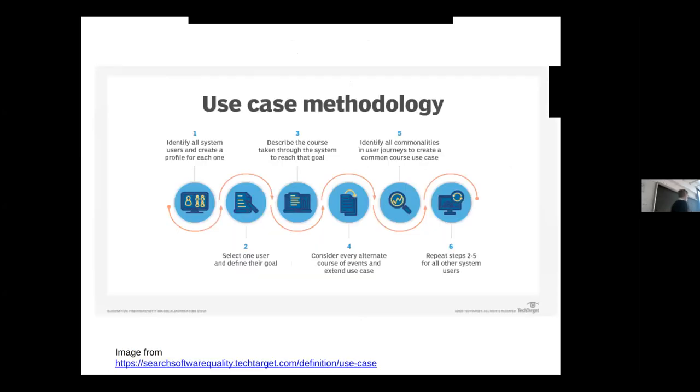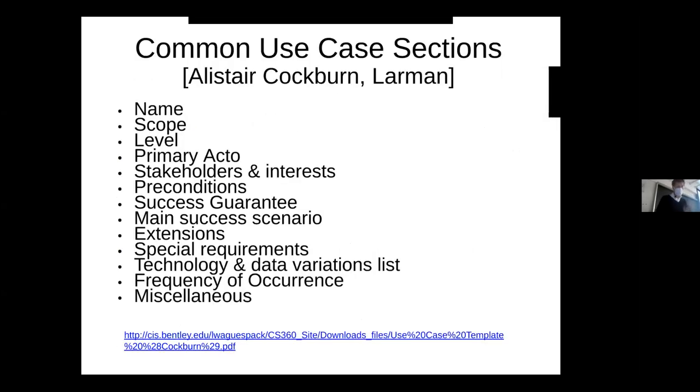So, broadly, we identify, like this diagram, all sets of users, selecting a user, and then basically describe their course through the system, different possible courses that could happen, both main ones and alternative ones, identifying commonalities, and then you're going through this for different sets of users. So essentially, for each use case, and this has been particularly documented early on by Alistair Cockburn from the UK.